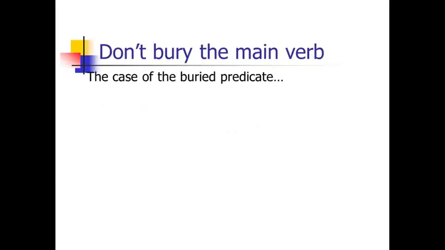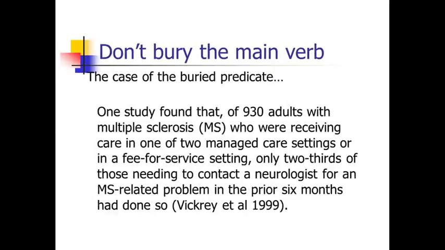So we could just say, one study found that of 930 adults with MS who were receiving care in one of 2 managed care settings or in a fee-for-service setting, only 2/3 of those needing to contact a neurologist had done so. Notice that the reader is not bothered by all of that descriptive stuff as long as the reader's already got the verb. So it's not so bothersome to say one study found that and have all of this other stuff set off in commas. Your reader's okay with that. Your reader can follow that. So you've got to keep that verb close to the subject near the start of the sentence.